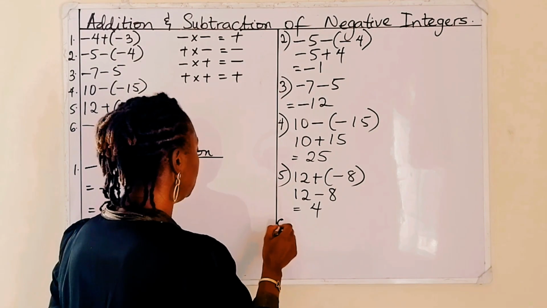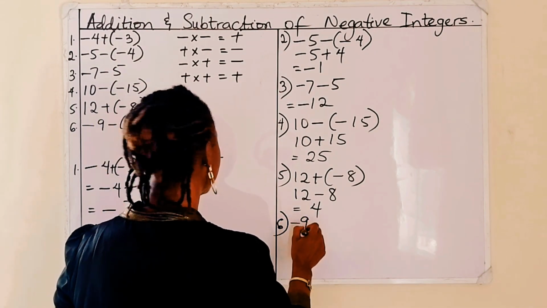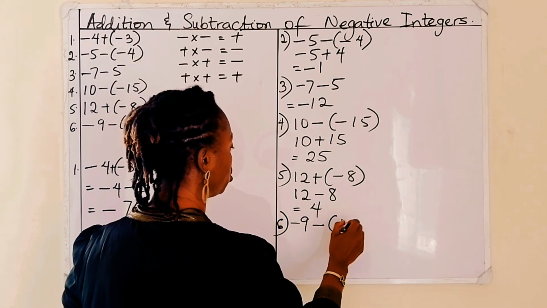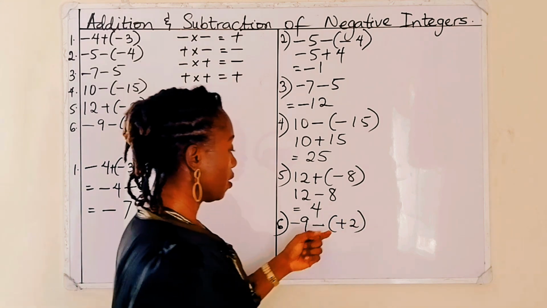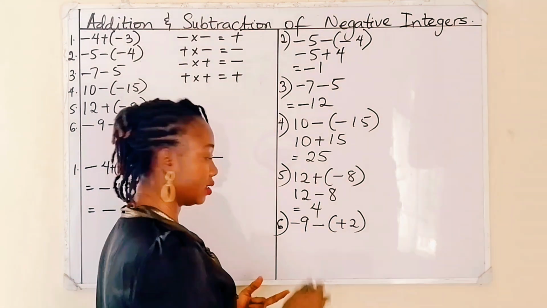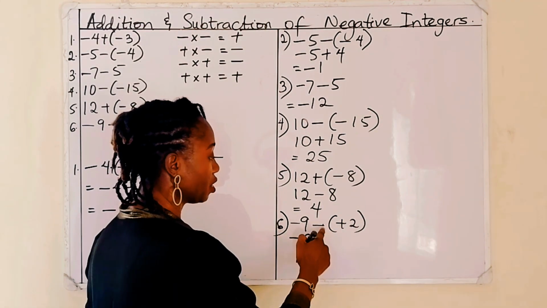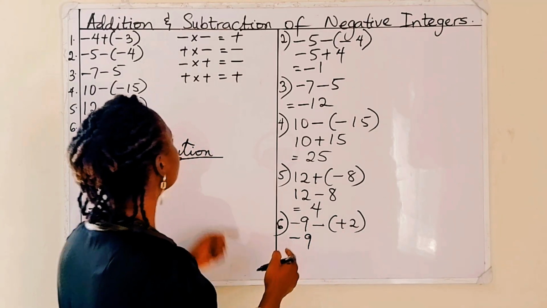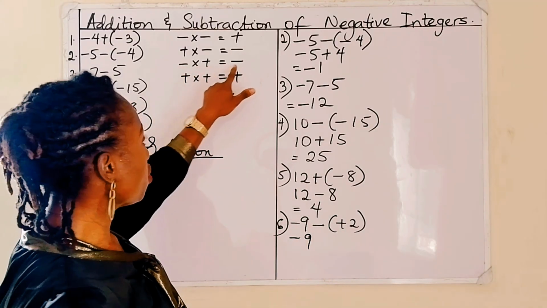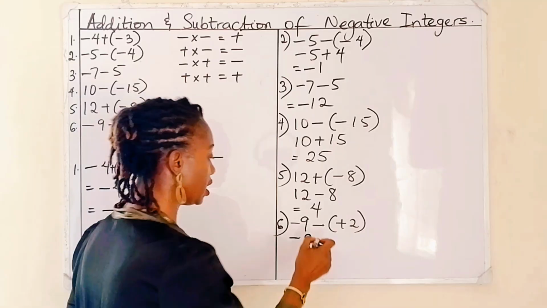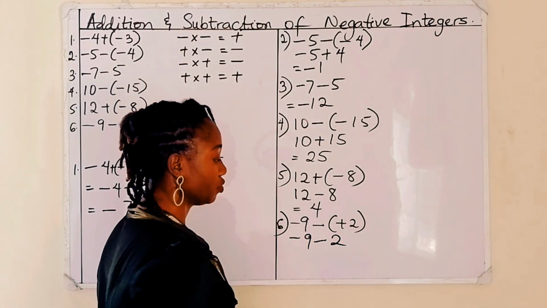The last question, minus 9 minus into bracket plus 2. Here, we're going to open the brackets. We have minus 9, minus times plus here equals what? Minus. So we'll take minus 2.